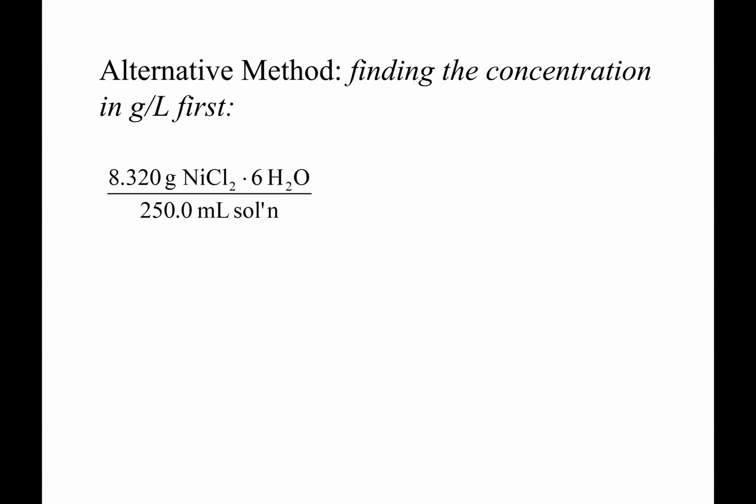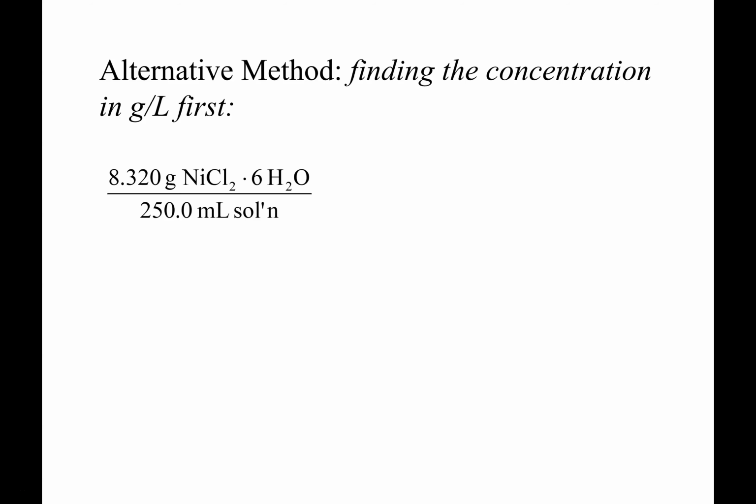NiCl2.6H2O divided by, and this is where I like a picture, because I'm like, oh, that was the mass of the hydrate, oh, that was the volume of my solution. I like the picture. It's not a very pretty beaker, but it works. 250.0 milliliters of solution. Now, this is my target, grams of NiCl2 per liter of solution. What units do I have? I have grams of NiCl2.6H2O per milliliter of solution. So I have to fix both of those.